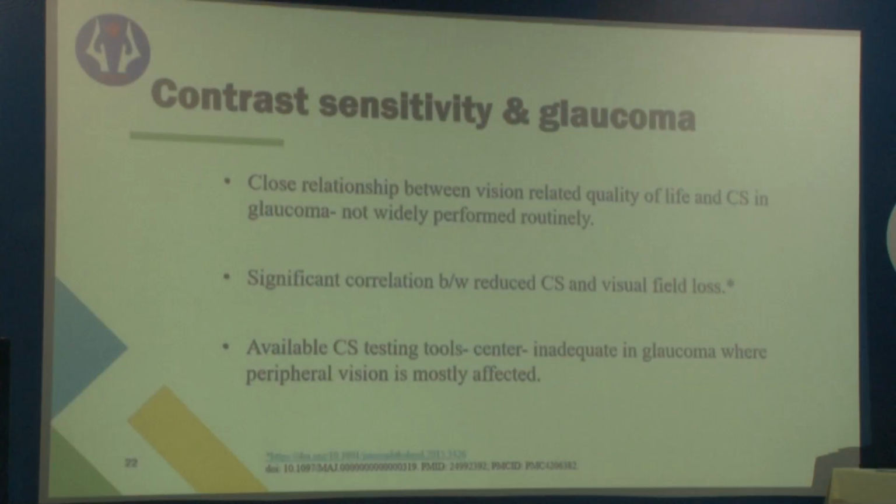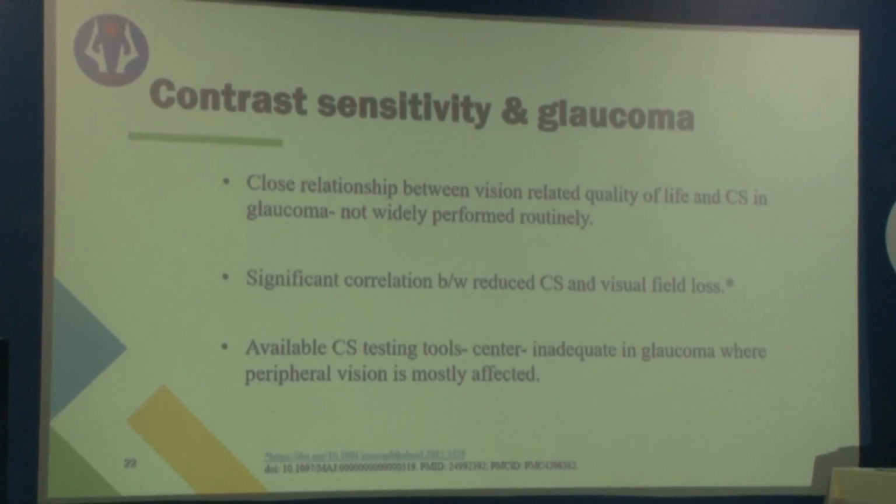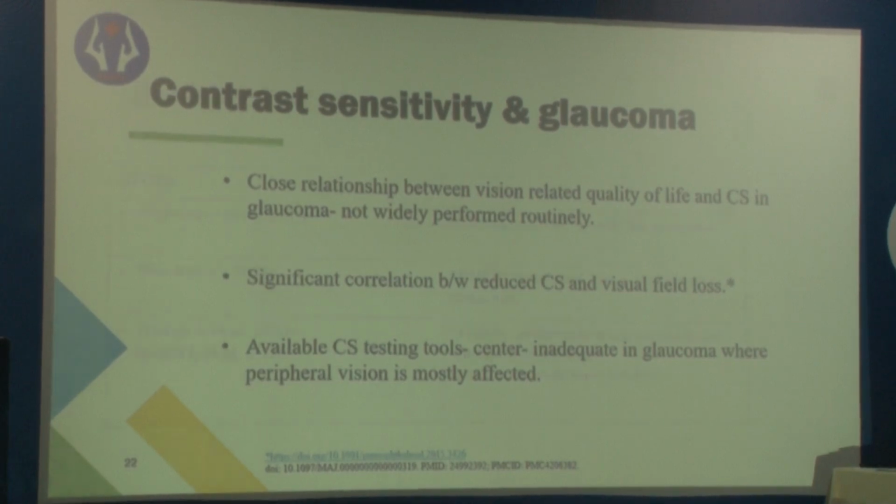Now, a close relationship exists between vision-related quality of life and contrast sensitivity in glaucoma. Patients may complain of poor vision in spite of very good visual acuity, although contrast sensitivity testing is not routinely performed in patients of glaucoma. A significant correlation has also been studied between reduced contrast sensitivity and visual field loss, but the currently available contrast sensitivity testing tools measure only in the center, which is inadequate in a patient of glaucoma where mostly the peripheral vision is affected.